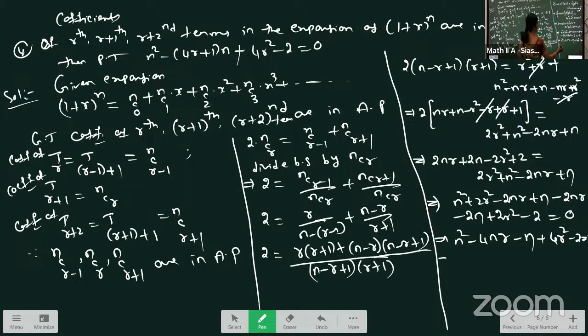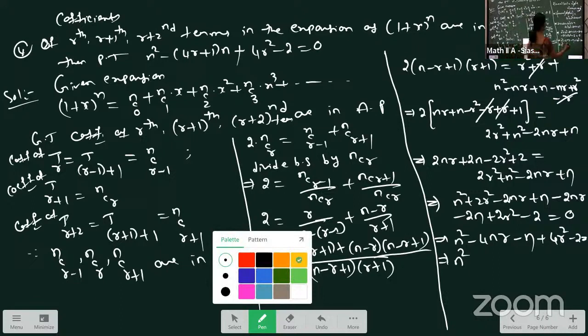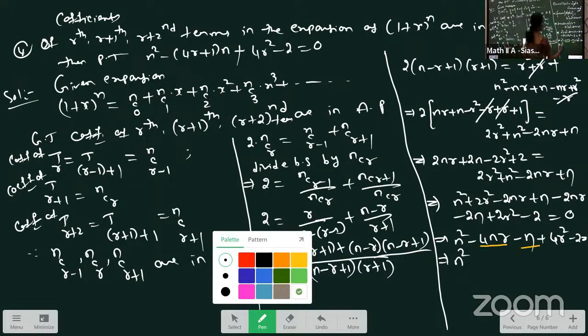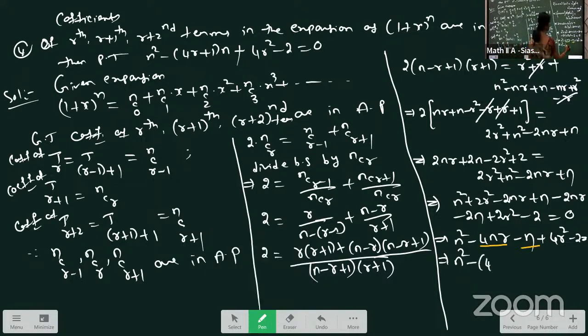One last step. We have to prove n^2. We got it as n^2. Next, what do we want? (4r+1) times n. So identify n terms. Where are the n terms? Here one n is here, one n is here. So take minus n common, here it is (4r+1) into n. The left out terms, put them in the bracket. They are 4r^2 minus 2 equals 0. So that is how the simplification goes.